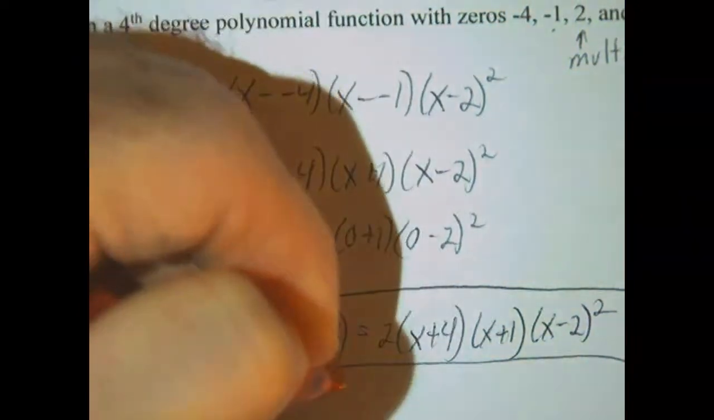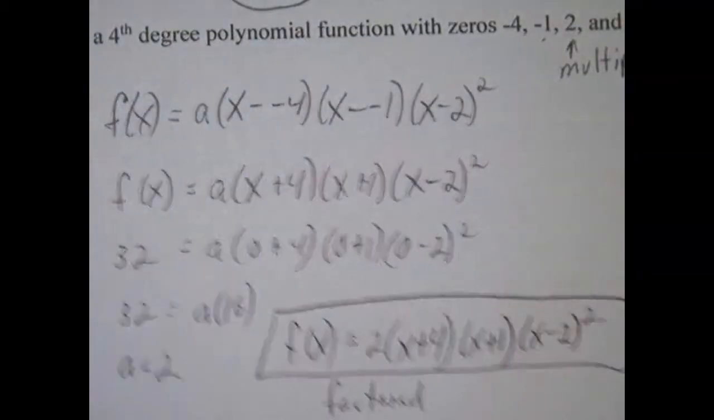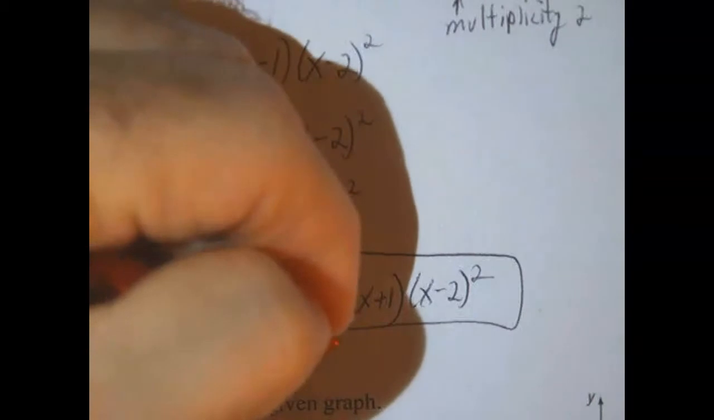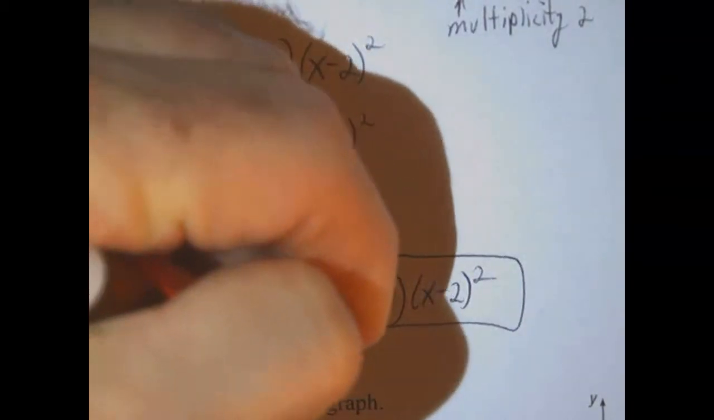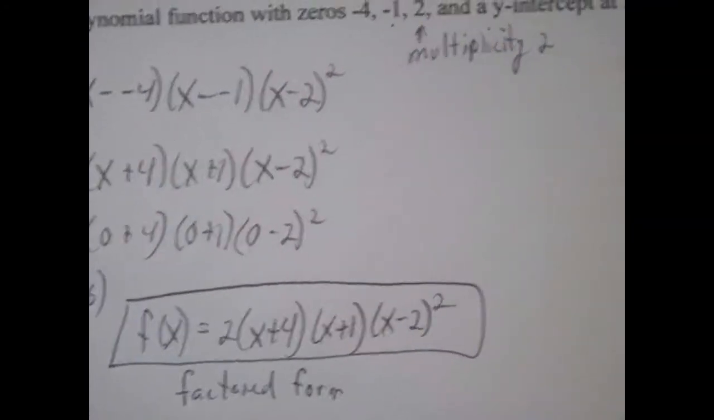And again, that's factored form. Now we get the fun of multiplying this together. And this is really just an exercise in how well you can multiply without making mistakes. So just try to be really careful with these.